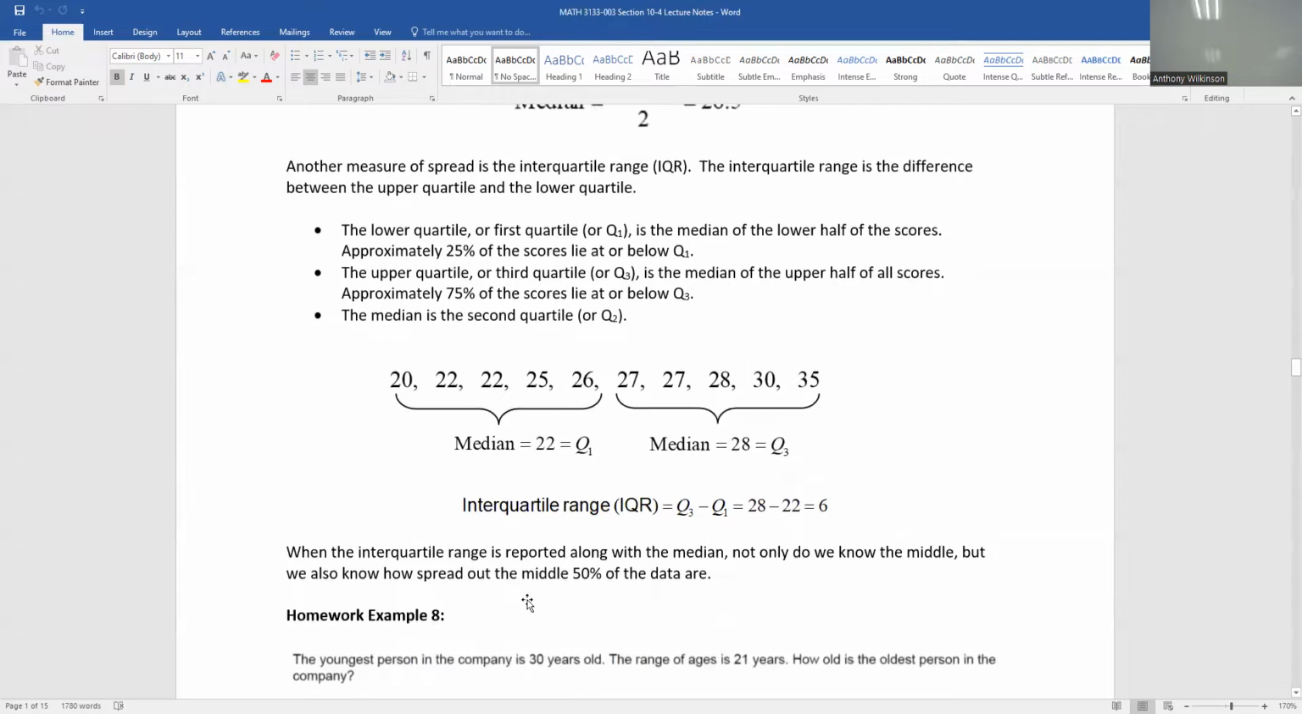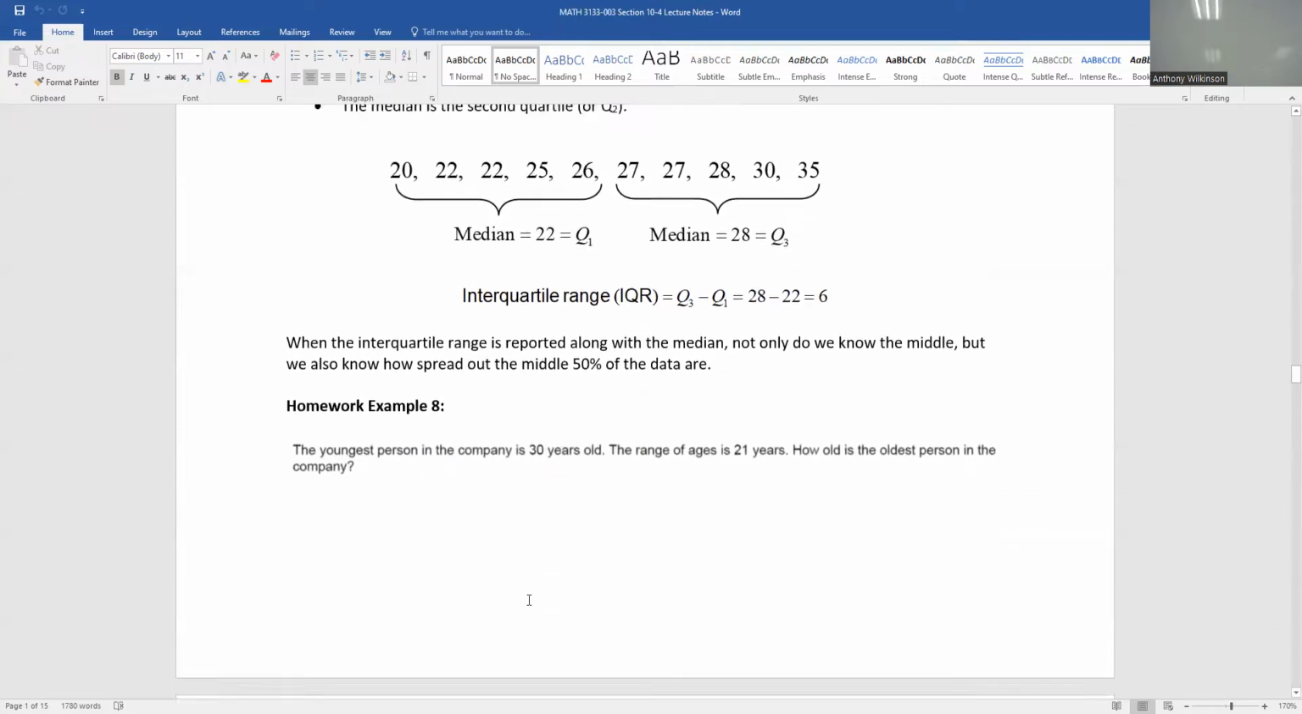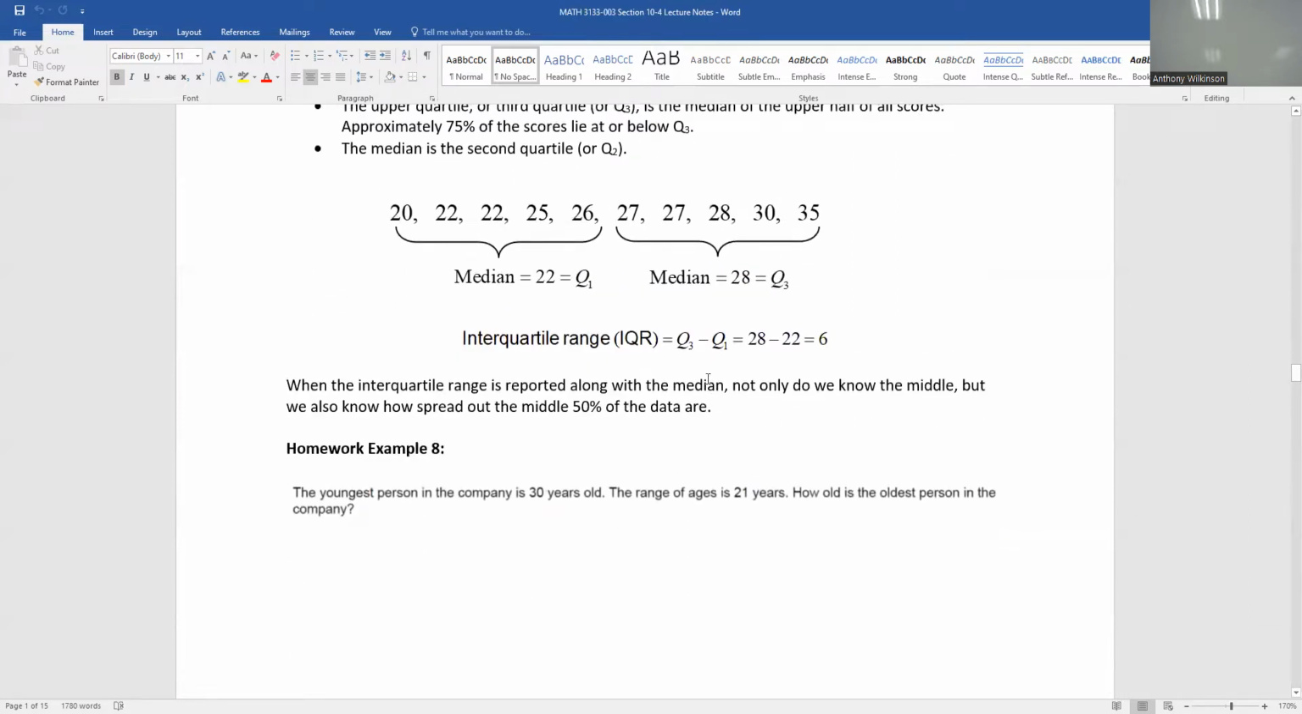Now, the way we find the interquartile range, or IQR, we have to subtract the third quartile minus the first quartile. That's Q3 minus Q1. So for this data set here, Q3 is 28 and Q1 is 22. So 28 minus 22 is going to be 6. So the interquartile range is 6 for this data set.